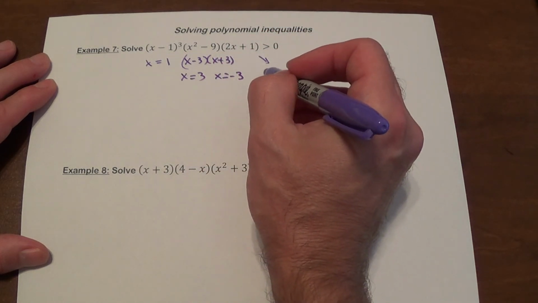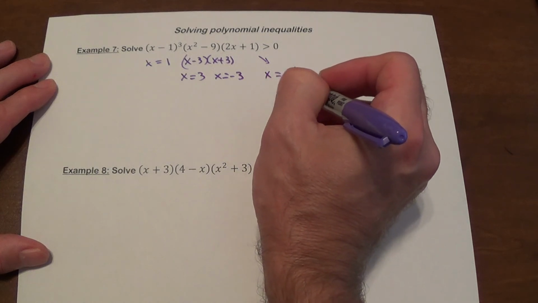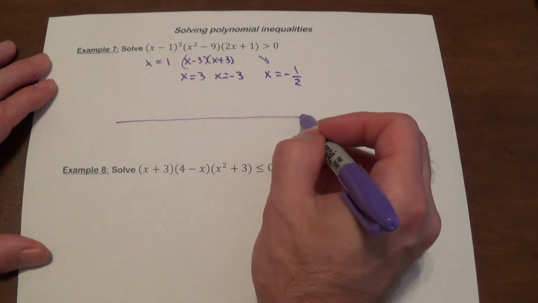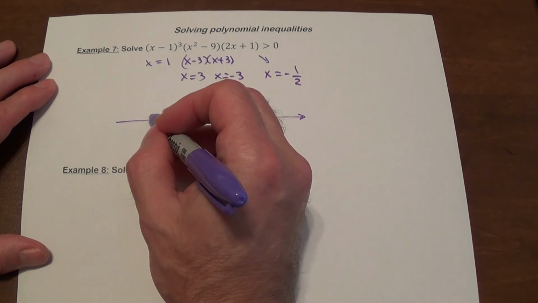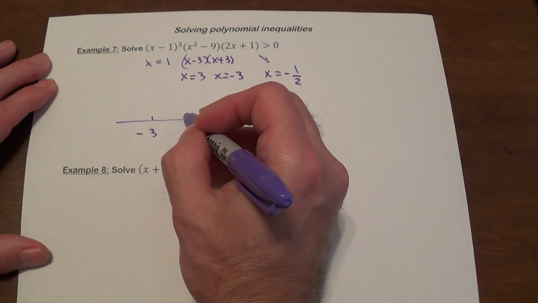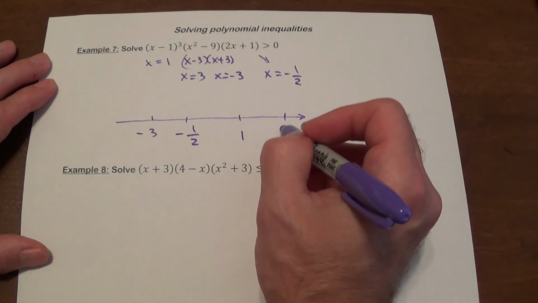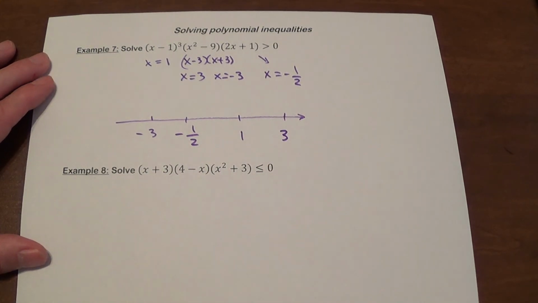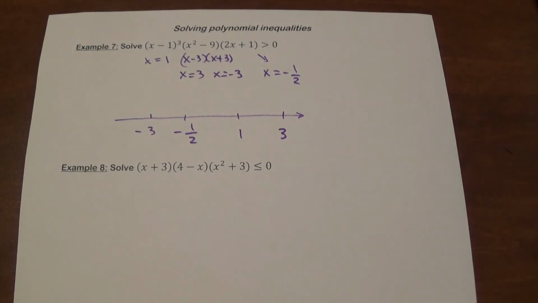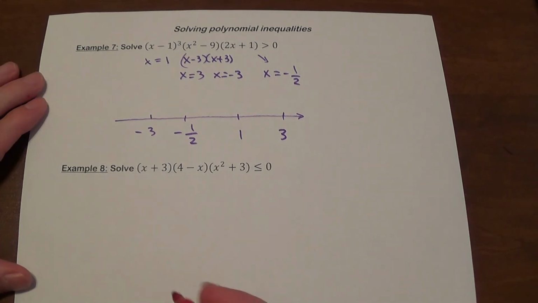And from this one we're going to get x equals negative half. So we're going to have 4 values total. We're going to have negative 3, negative half, we're going to have 1, and we're going to have 3. Alright. Well, you follow the same procedure. You pick values, put them into the expression, and see what kind of sign you get. Let me do a couple.